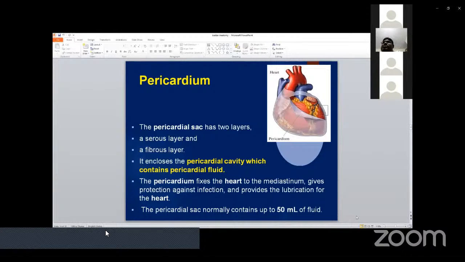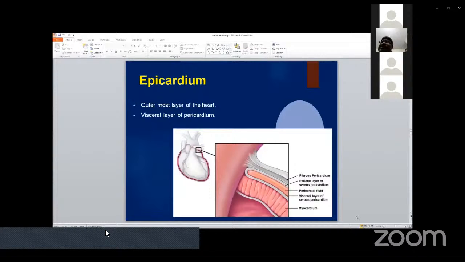So this pericardial cavity, which contains pericardial fluid, avoids unnecessary vibration, and it protects our heart from injury. The pericardium fixes the heart to the mediastinum and gives protection against infection. So this pericardium helps us to protect our heart from infection, and it provides lubrication for the heart.